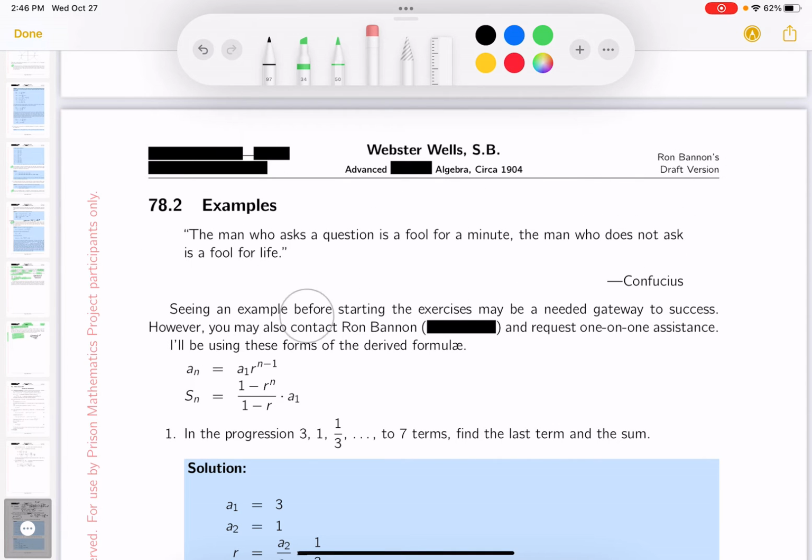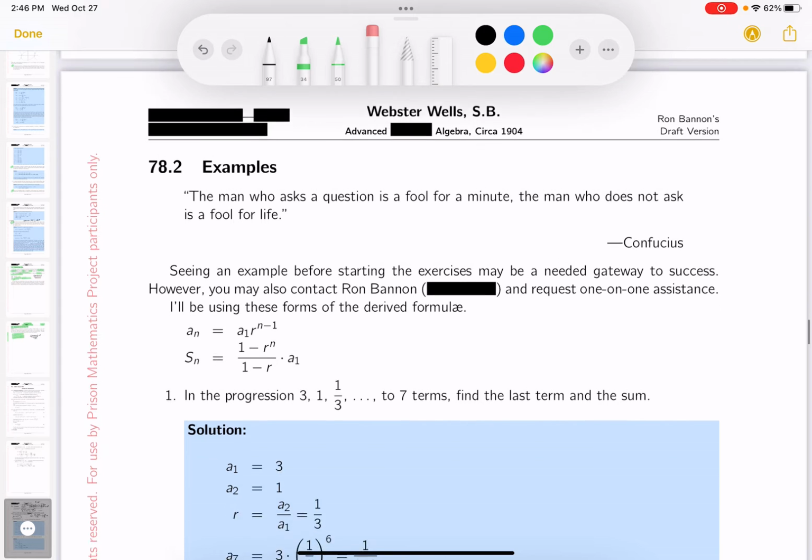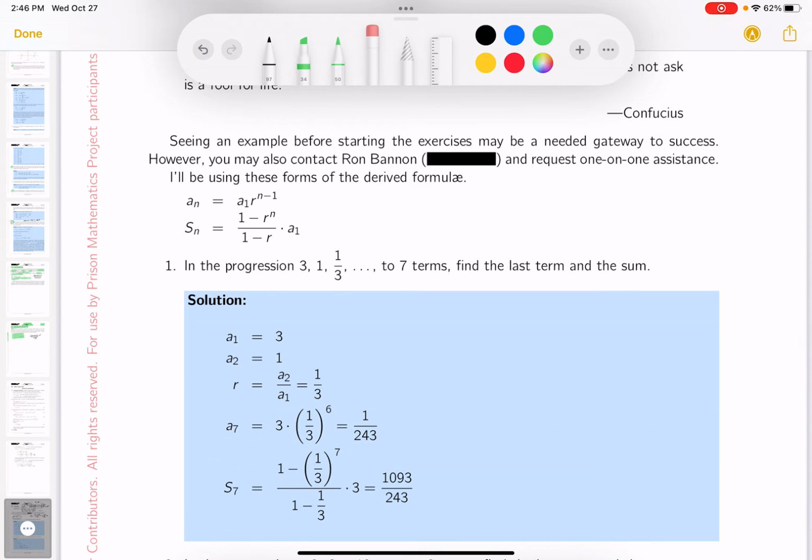This is me studying the material in front of you. So what do they tell me? In a progression 3, 1, 1/3 to 7 terms, find the last term and the sum. Well, let's write this down. So A1 is 3.